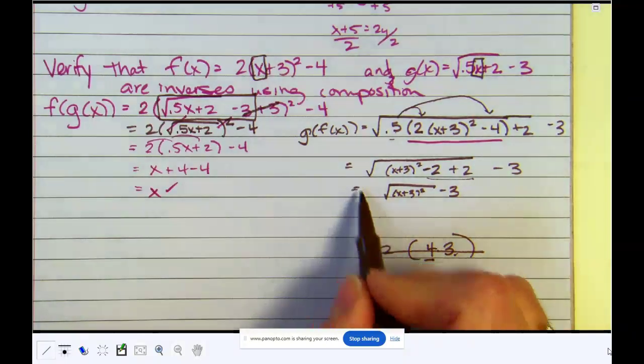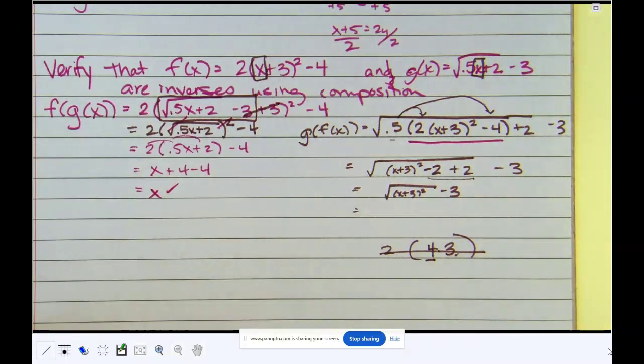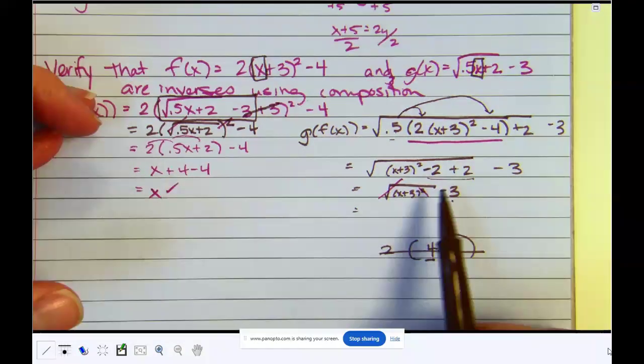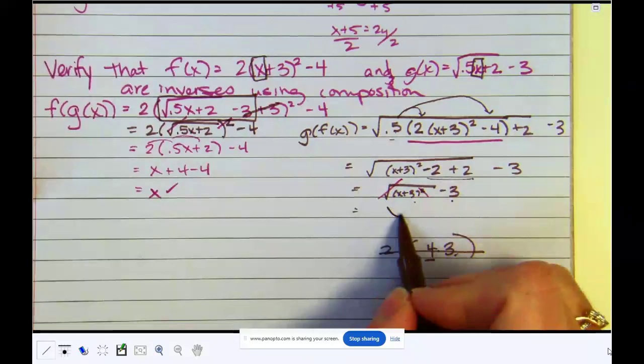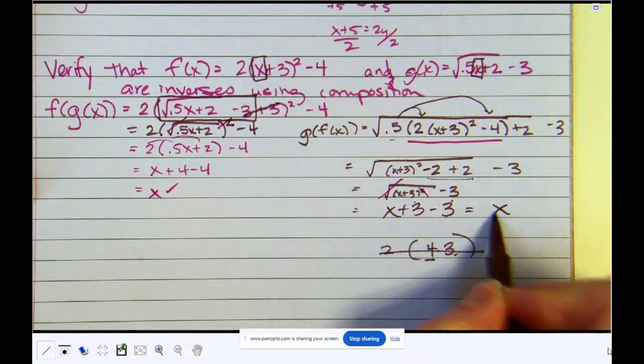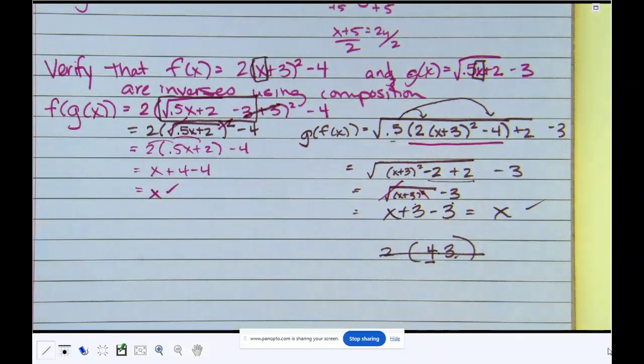So what are you going to do? What are you going to cancel? Appreciate that. Super obvious thing there. Cancel. Square and square root. They're next to each other. You can't combine something that's outside of the square root with something that's inside of the square root. Just can't do it. So you got to get rid of the square and the square root there. And then it equals x. Now, when they both come out to be x, then you know that those are indeed inverses, but that's the only way to do it.